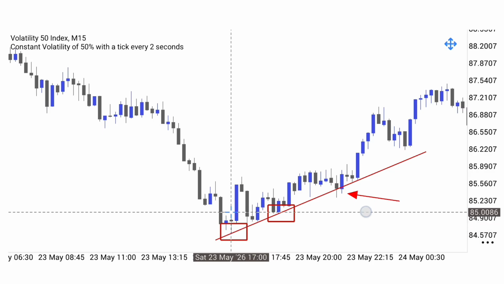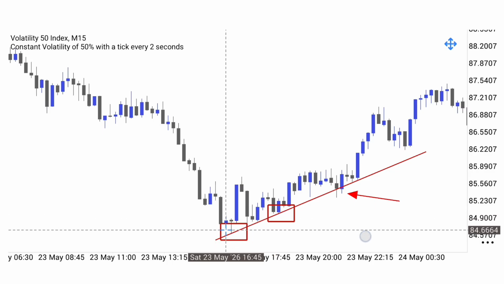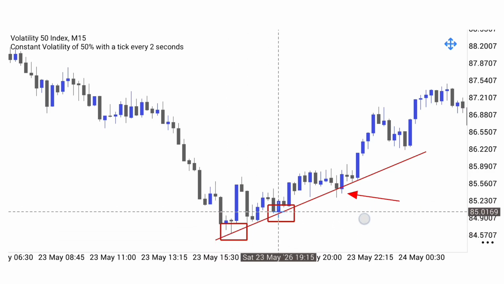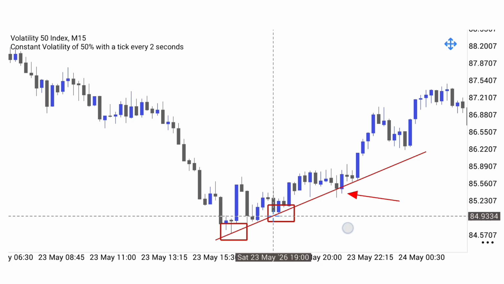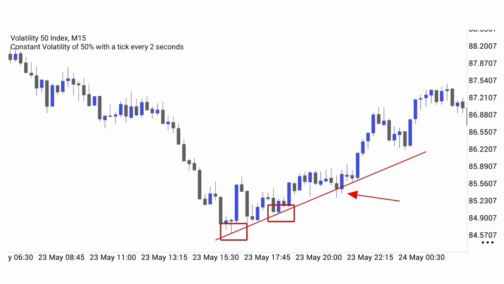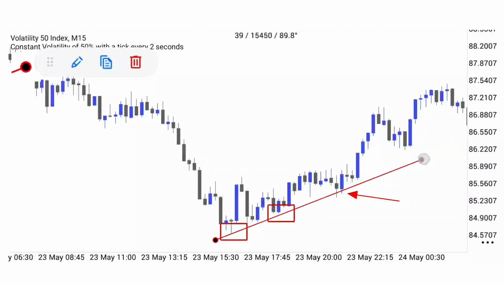Why? Because the wicks of this one are longer, and this one is like a body and with small wicks. So now all you have to do is that you make sure you draw it at the lowest point of them, just at those wicks. Even though the wick is very small, just draw it at the wick. Some of you will ask me a question like, okay, what if the candle has no wick? If it has no wick, just draw it at the lowest point of that body. Just make sure the line is just touching the body.